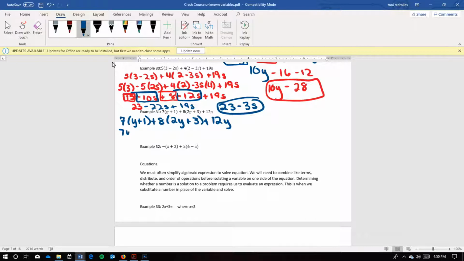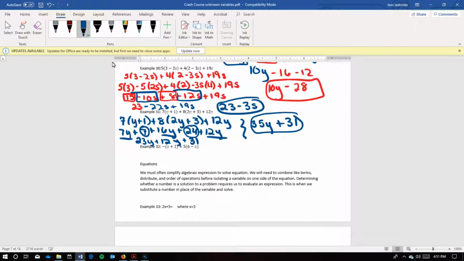Let's distribute through. I'm actually going to get faster with my distributing. I'm going to do it all in one step, because we should be getting faster and faster as we go along. All right, one last one.